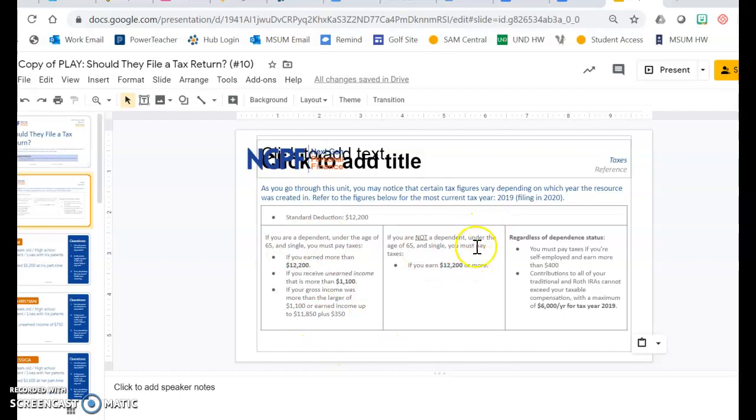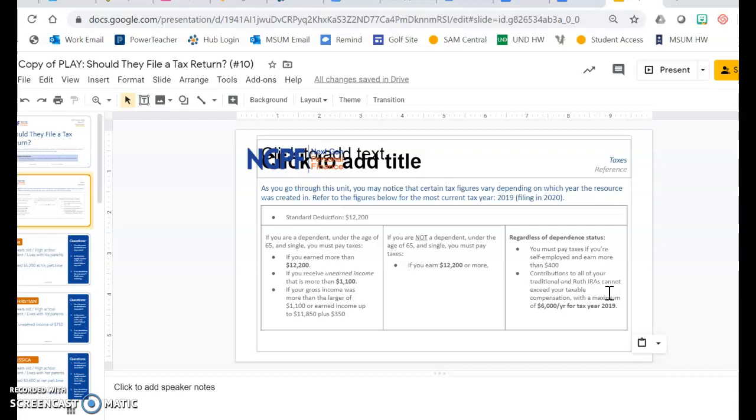If you are not a dependent, under the age of 65 and single, you must pay taxes if, again, you earn more than $12,200. That's kind of the magic number here. Over here it says regardless of your dependency status, whether you're dependent or not, you must pay taxes if you're self-employed and earn more than $400. Or if your contributions to your traditional and Roth IRAs exceed your taxable compensation, with a maximum of $6,000 per year for tax year 2019.